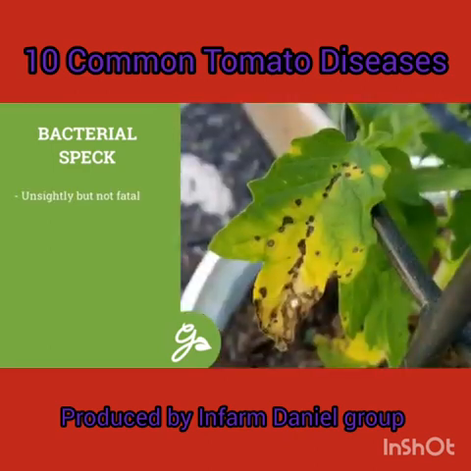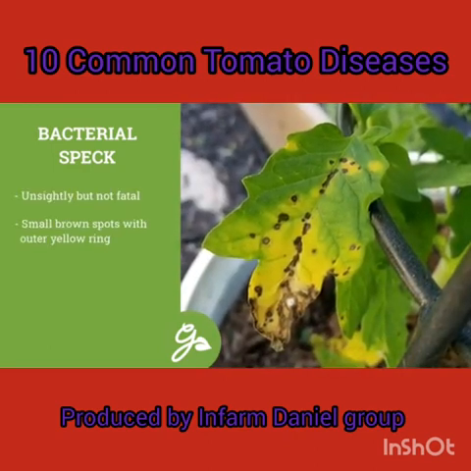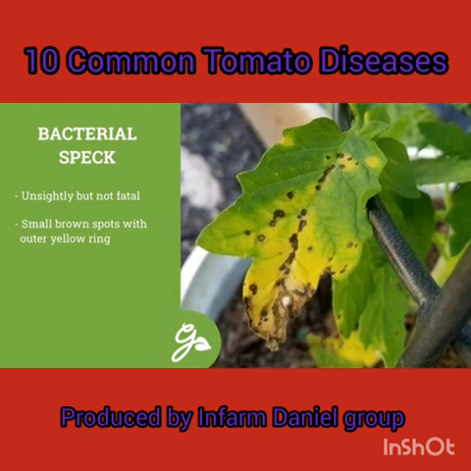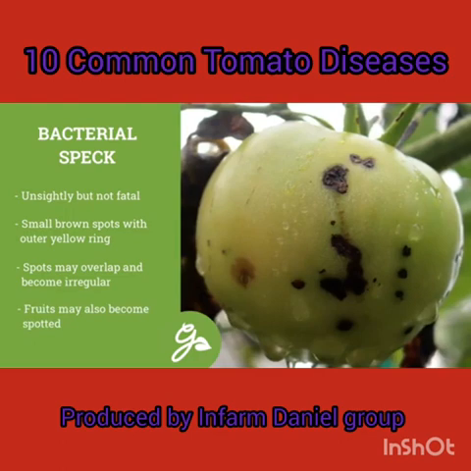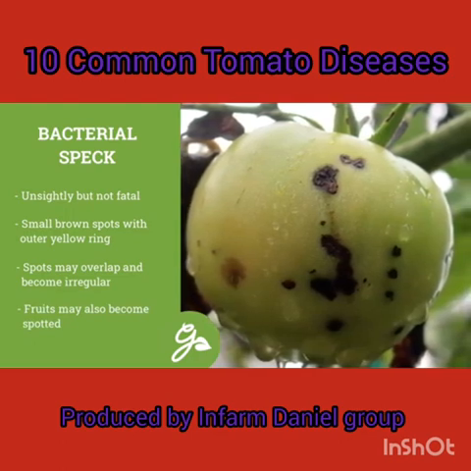Bacterial speck is a less common disease, and while it is unsightly, it is not fatal to the plant. The symptoms show as small brown spots with an outer yellow ring. The spots are small but may often overlap, making them look even larger and irregular. In severe cases, the spots will spread to the fruit.